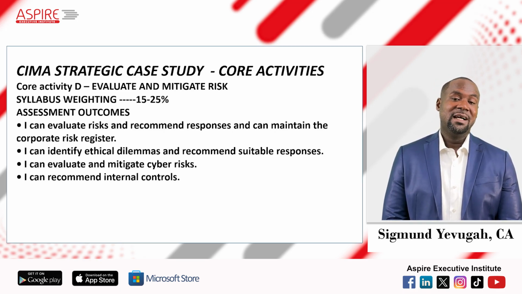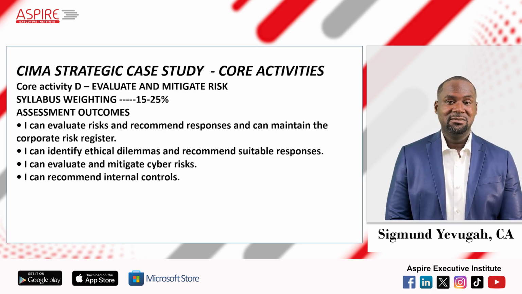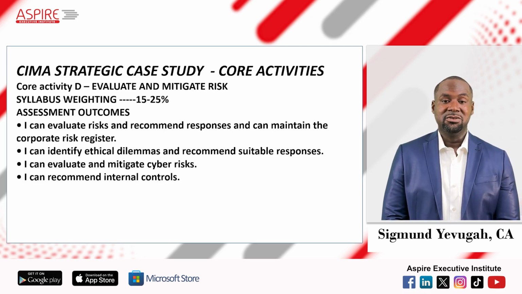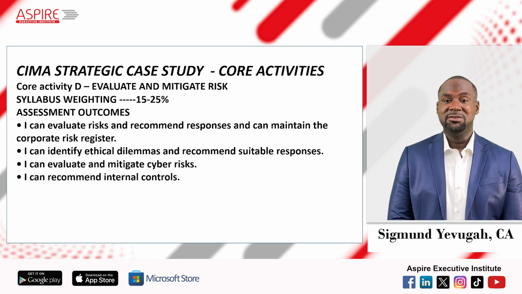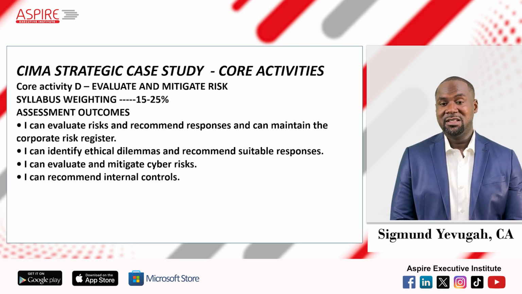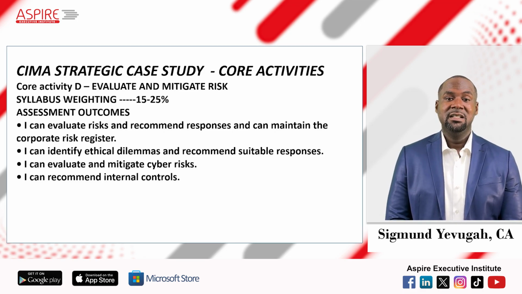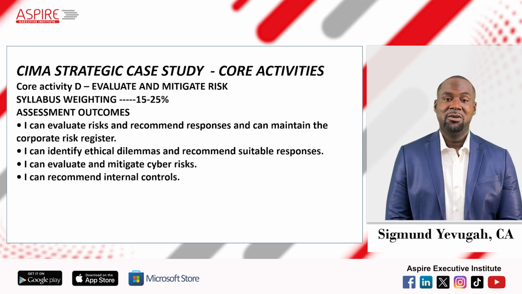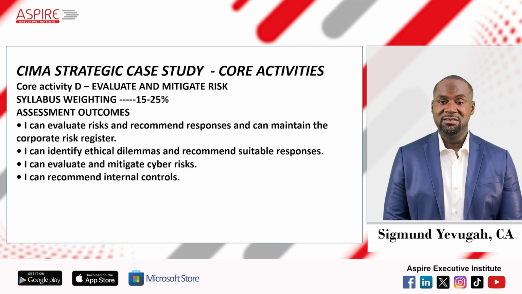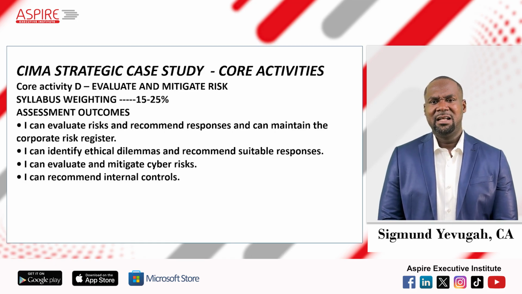Students should also be able to identify ethical dilemmas, which is not so problematic. Once you are a professional accountant, you need to appreciate ethical issues, identify them, and provide responses. You should also be able to evaluate and mitigate cyber risk, which is a very important phenomenon due to changes in technology. And you must also be able to recommend internal controls, which is very key, to be able to mitigate the risk. So that is activity D. Let's look at the final activity.